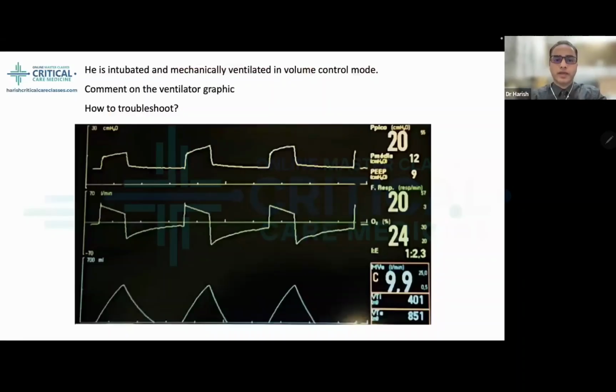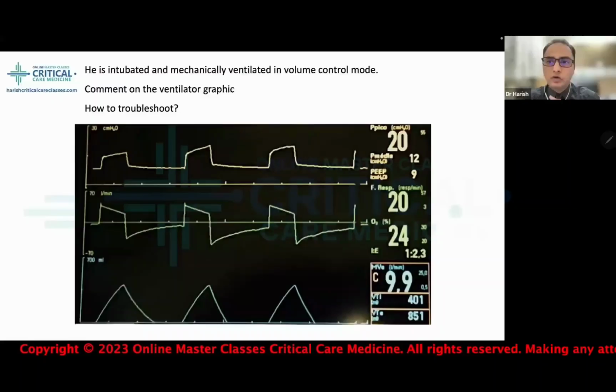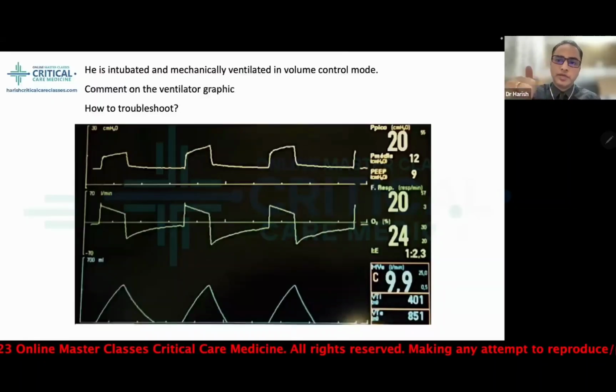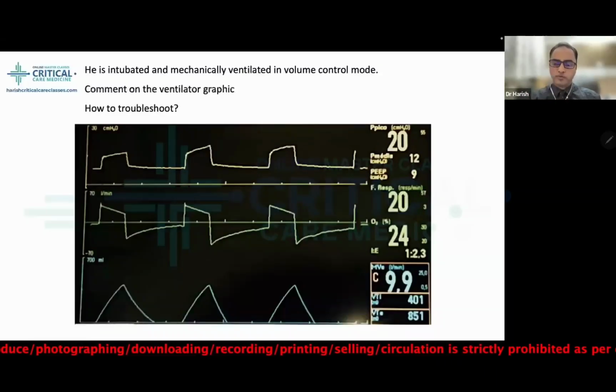Okay, so he is intubated and mechanically ventilated in volume controlled mode. So comment on the ventilator graphic, what's happening here. How are you going to troubleshoot this patient who is elderly with the background of smoking, who failed with NIV, got intubated, who received antibiotic, bronchodilator, steroid. So this is the ventilator screen on volume control mode. So you can expect ABG, X-ray, ECG, ventilator screen, biochemistry, everything you can expect in your practical computer based scenario. You need to prepare for all those things.